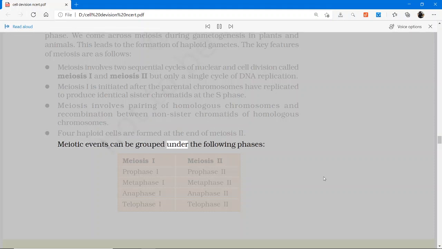Meiotic events can be grouped under the following phases. Meiosis I, meiosis II. Prophase I, prophase II. Metaphase I, metaphase II. Anaphase I, anaphase II. Telophase I, telophase II.